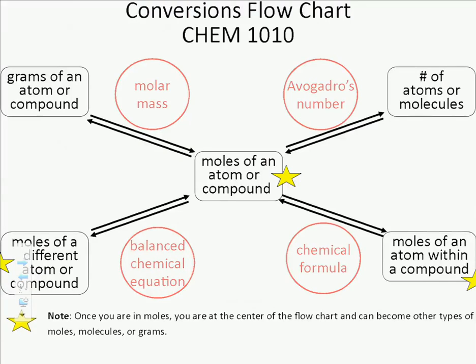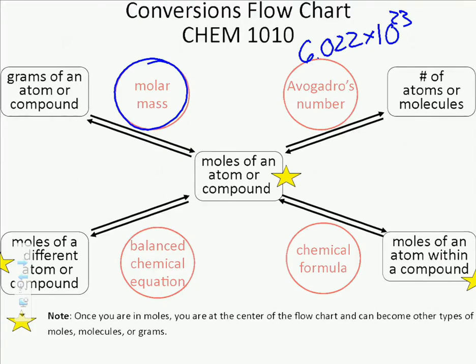The top part is what we've just looked at before. To get from grams of an atom or a compound, you need to use the molar mass. So this right here, that's our molecular weight. And that lets you convert from grams to moles or moles to grams. Avogadro's number, that's our 6.022 times 10 to the 23rd. That lets you get from either moles of an atom or a compound to number of atoms or molecules. Back and forth, back and forth. Our balanced chemical equation lets you get from moles of one atom or compound to moles of a different one.